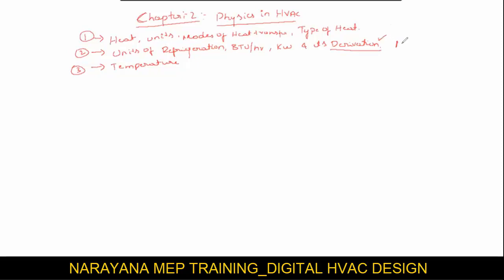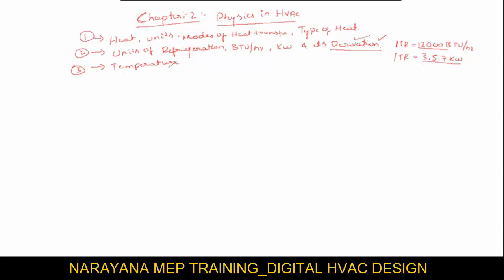See, 1 TR is equal to 12,000 BTU per hour. In the interview, they may ask how you got 12,000 BTU per hour. You need to tell something, right? And 1 TR is equal to 3.517 kilowatt. They will ask how you got 3.517. All those things we will discuss.